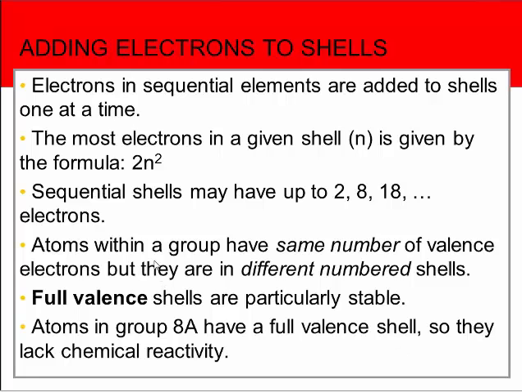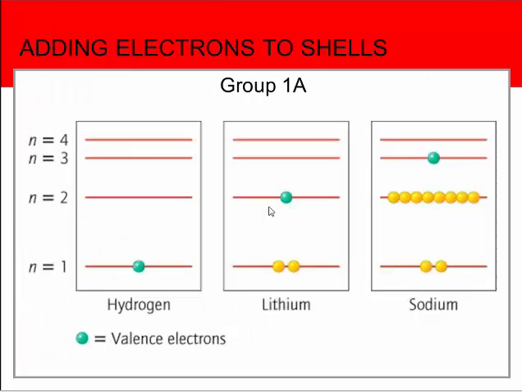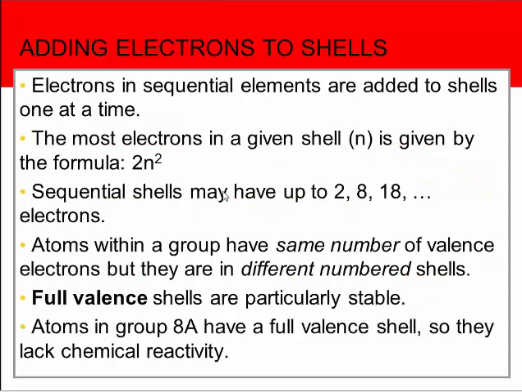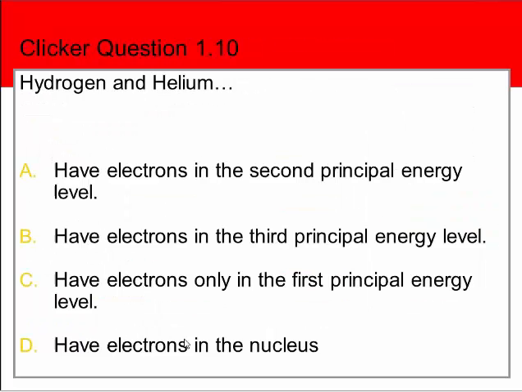So atoms within a group on the periodic table have the same number of valence electrons. So those in the first group all have 1 valence electron, but they are in different numbered shells. Full valence shells are particularly stable, and atoms in group 8A have a full valence shell, so they lack chemical reactivity.